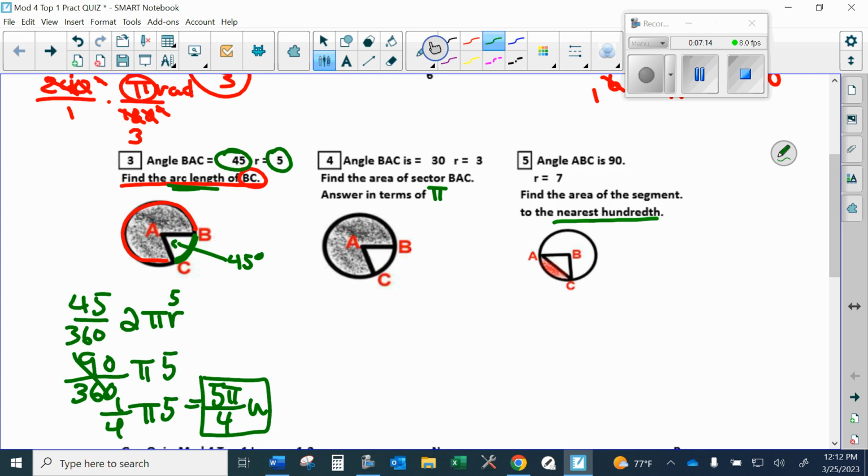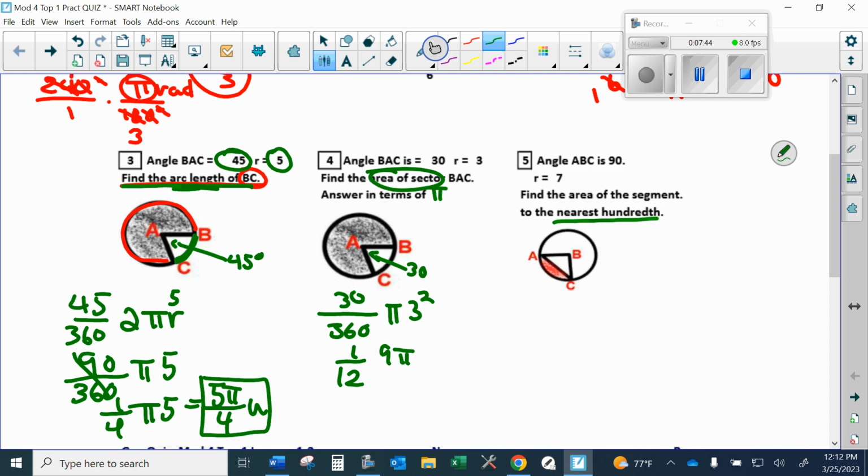All right, so number 4. Again, answer in terms of pi, that means exact answer. Another way of saying exact answer. Angle BAC is 30 this time. So we have 30 out of the 360 degrees. But this one, we want the area of that sector. Area, pi r squared. You should already know that. Okay, reduce to 1/12 of 9 pi.